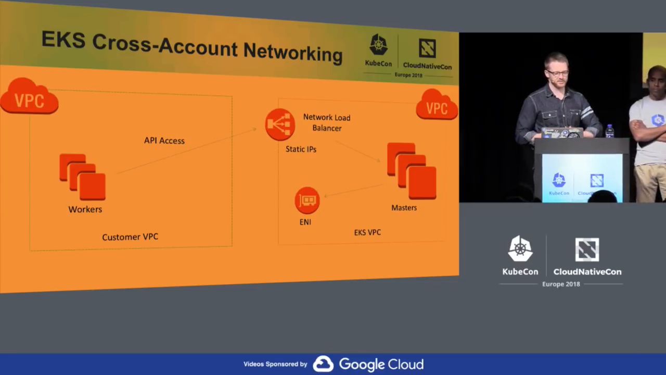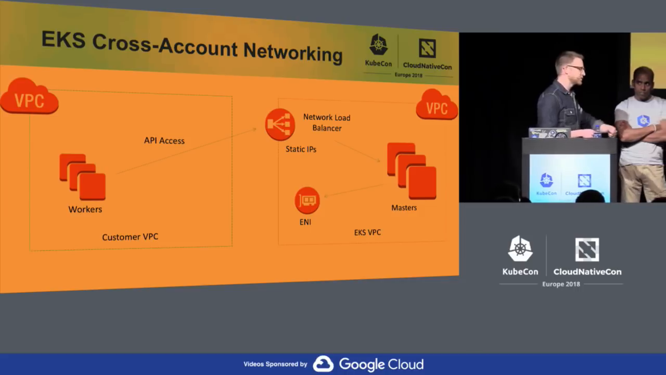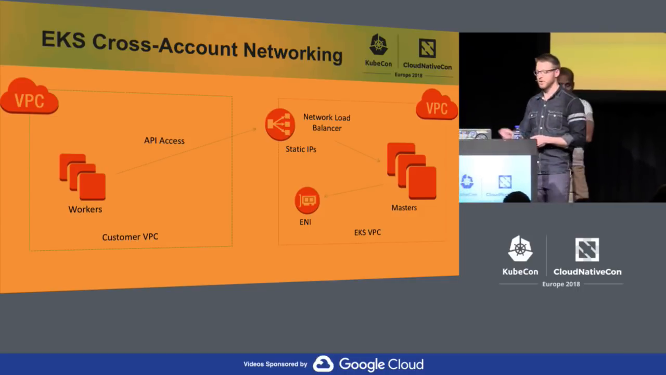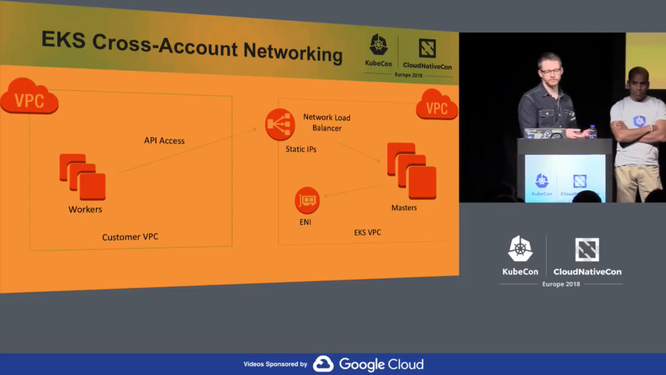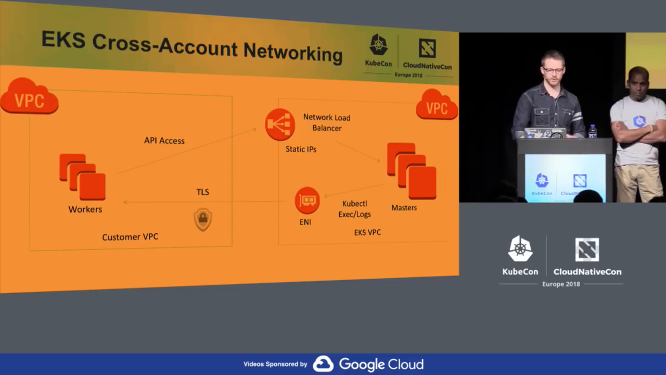But in situations where the masters need to reach out to the workers, what we actually do is create elastic network interfaces in your VPC, but they're attached to our masters. If you look at the details of one of these ENIs, you'll see that there's a different owner for the attachment and a different owner for the actual ENI object itself. This ENI essentially just gives us a route into your VPC, and it is TLS encrypted. Anytime you invoke exec and logs, it traverses this cross-account ENI, and it is an encrypted data channel.